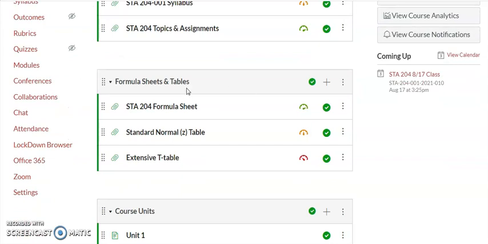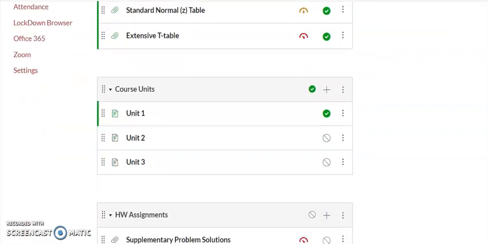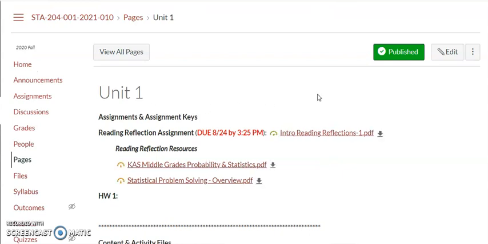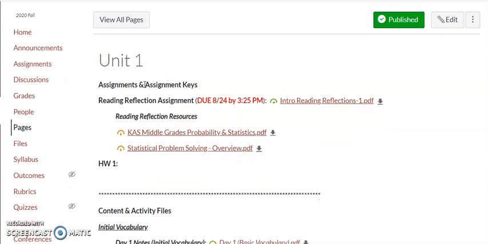The formula sheets and tables folder or page. Course units, and the course units are one of the key features in the course. The course is going to be divided into 3 units. In the first unit, we're going to be addressing some of the introductory topics in the course. As you'll see, Unit 1 has a list of assignments, due dates, and resources.